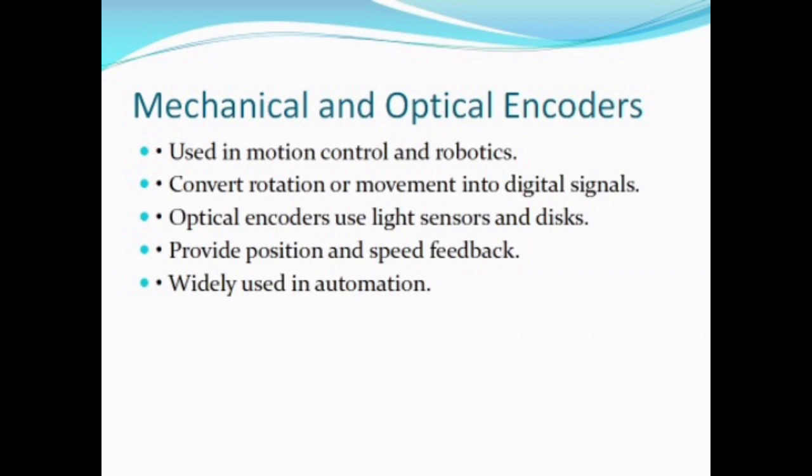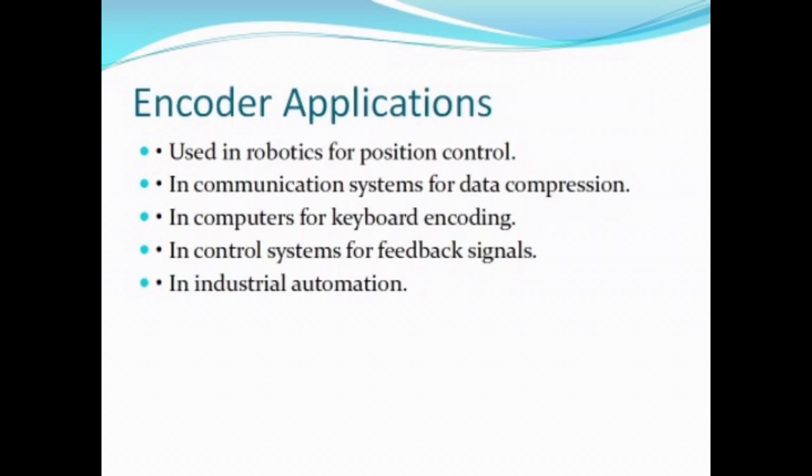The applications of mechanical and optical encoders are in robotics, automation, motor control, CNC machines, and more. The main applications of encoders, as we discussed earlier, are in microprocessors, robotics and motion sensing. Their main importance is data compression and also the interfacing process in microprocessors, feedback signals, position control in robotics, and so on.